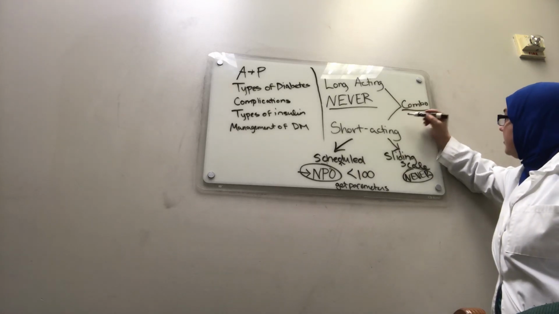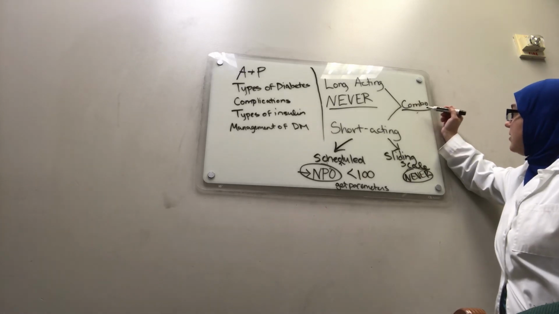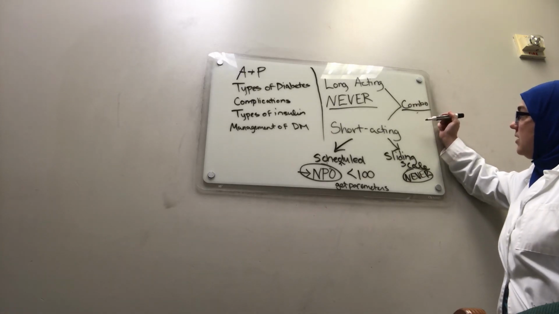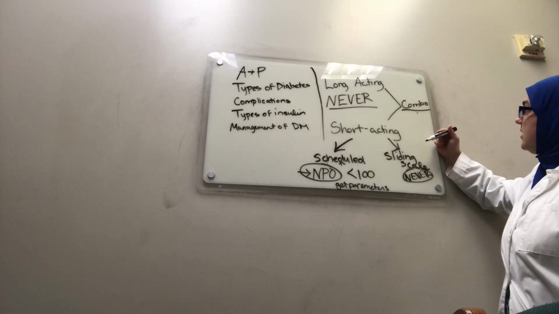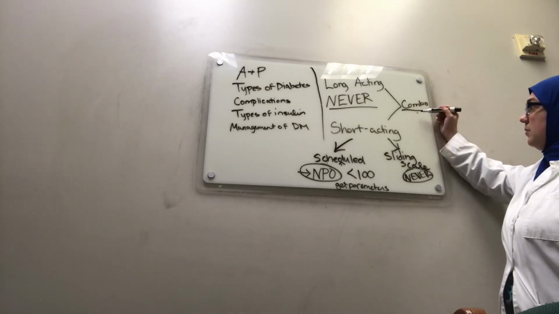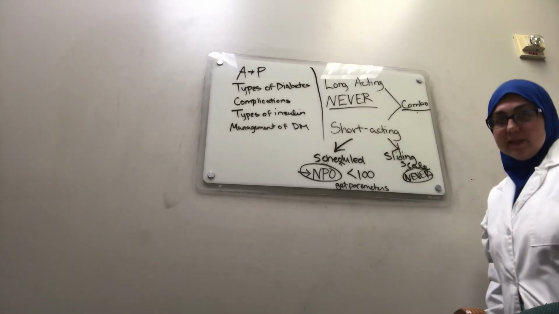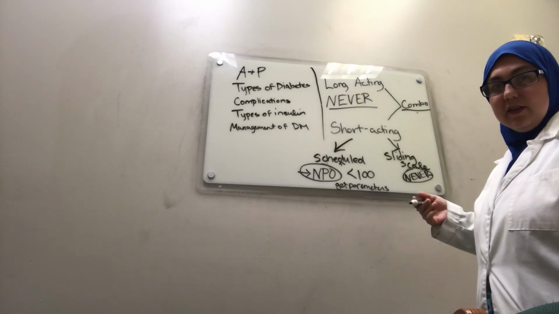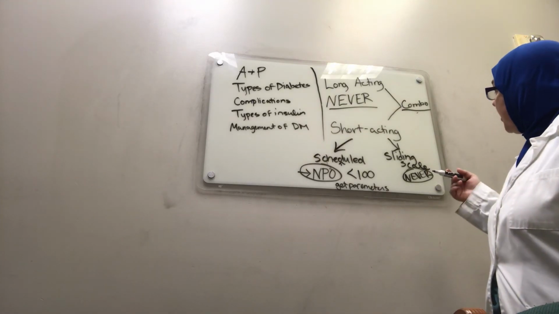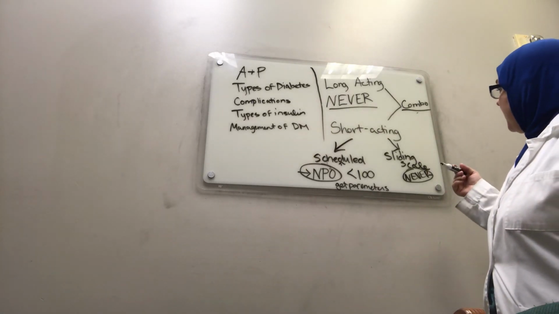So typically if patients are NPO, they need to be switched to something else besides this combination insulin. They need to be switched to separate long-acting and short-acting insulins. And that's not up to you to do, but you can call somebody and let them know that the patient's NPO and ask them if they want to switch the patient to Lantus and Humalog until after their procedure or whatever.